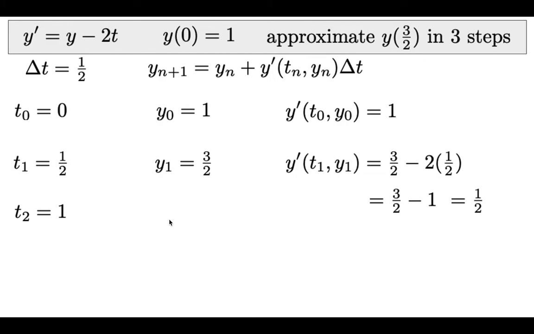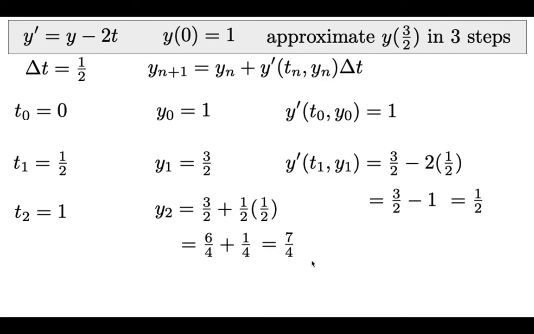And to get our next y value, we will plug in our previous y value plus the derivative at our previous point times our step size. And so we can rewrite 3/2 as 6/4, and 1/2 times 1/2 is 1/4. And so this gives us 7/4 as our next y value.